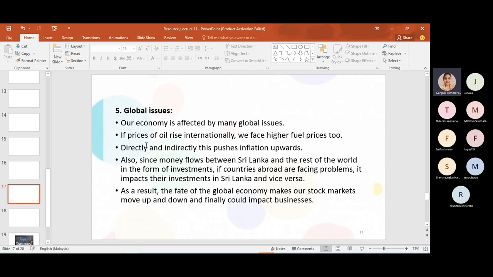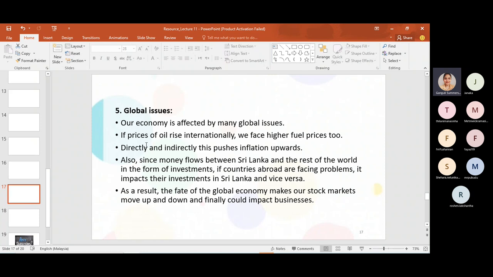Okay, so if those countries abroad are facing problems, they are investing from abroad, right? So if those abroad countries are facing problems, it will affect their investments in Sri Lanka as well. When the foreign investors are facing problems in their own countries, it will affect their investments in Sri Lanka as well. And the vice versa can happen as well. So when Sri Lankans invest in abroad countries, when you are facing issues in Sri Lanka, the Sri Lankan investors will find it difficult to invest in other countries. Okay, so those are global issues.